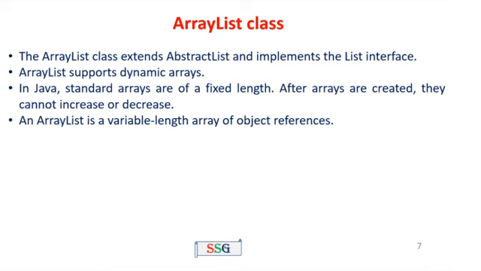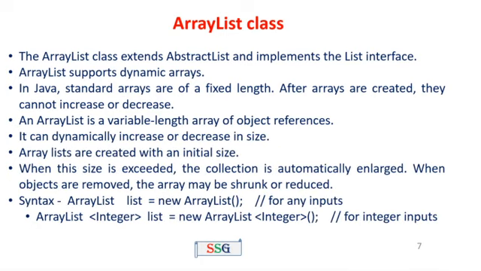In Java, the standard arrays are of fixed length. After arrays are created, they cannot increase or decrease. In Java, an ArrayList is a variable-length array of object references. It can dynamically increase or decrease in size. ArrayLists are created with an initial size. When the size is exceeded, the collection is automatically enlarged. When objects are removed, the array may be reduced.